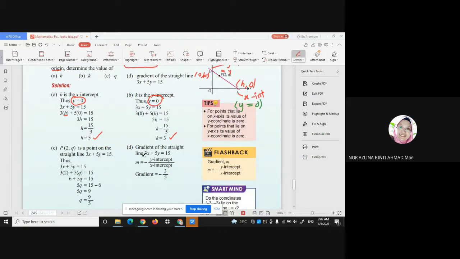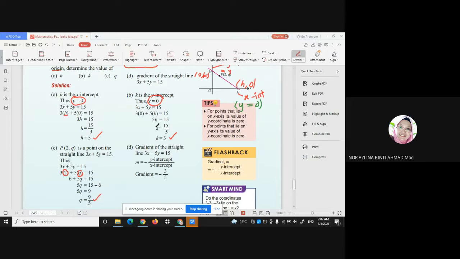x is 2, y is q. So 3 times 2, 6. 5q equal to 15. So 6 bring to the right hand side, minus. 5q equal to 9. q equal to 9 over 5.